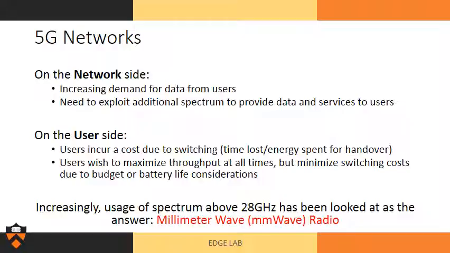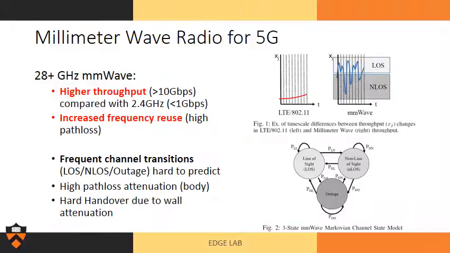On the other hand, users wish to maximize throughput at all times, but minimize switching costs that arise due to a budget or battery life considerations, where switching costs are defined as time lost or energy spent for handover. Increasingly, companies have started to turn towards looking into spectrum above 28 gigahertz as the answer, specifically millimeter wave radio.